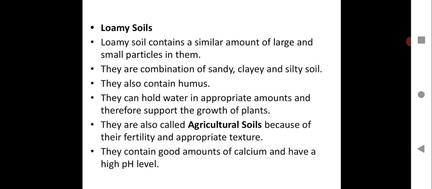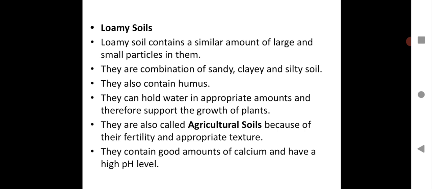Then loamy soil. Loamy soil contains a similar amount of large and small particles in them. They are a combination of sandy, clayey and silty soil. So loamy soil is actually the combination of all these three soils, and they also contain some amount of humus, that means organic matter, dead and decayed matter, and they can hold water in appropriate amounts and therefore support the growth of plants. They are also called agricultural soil.